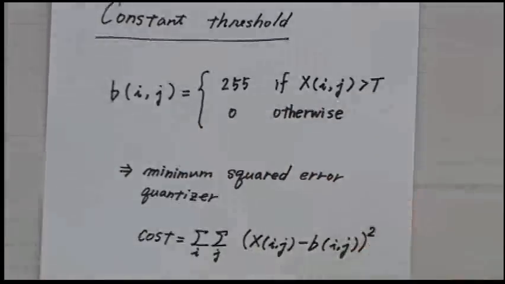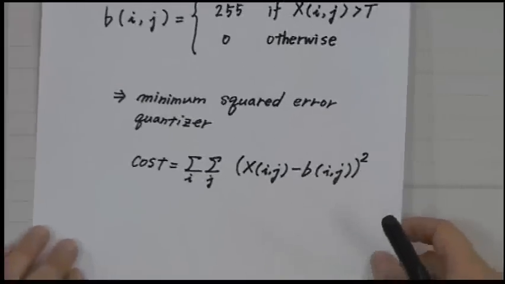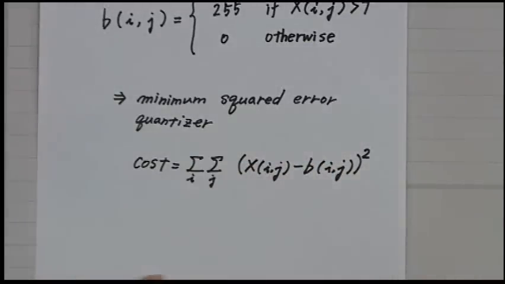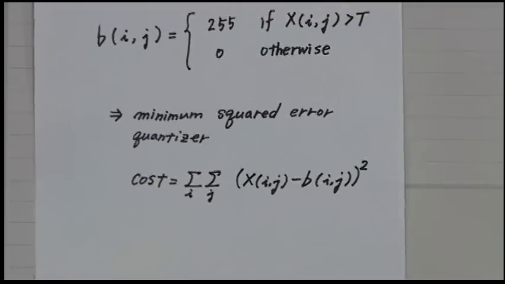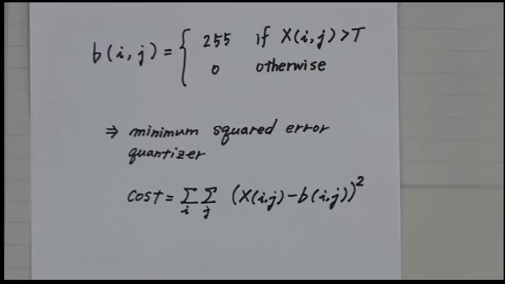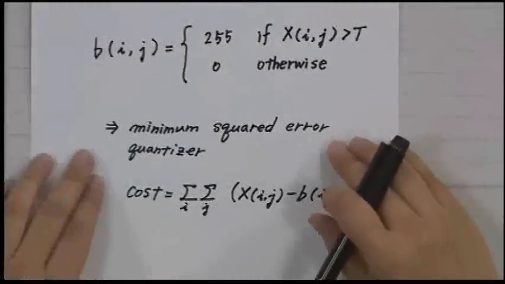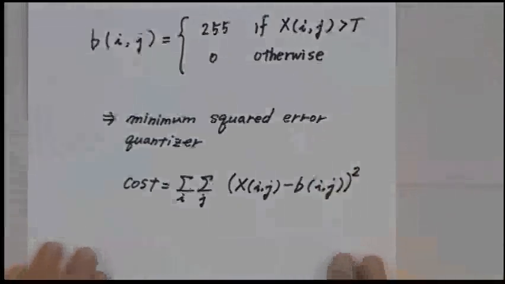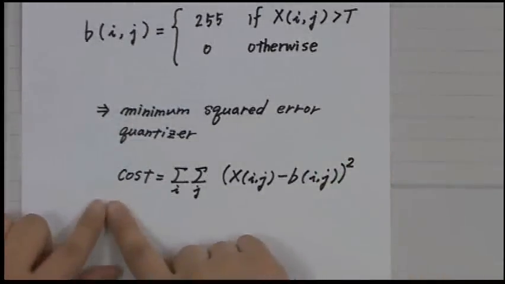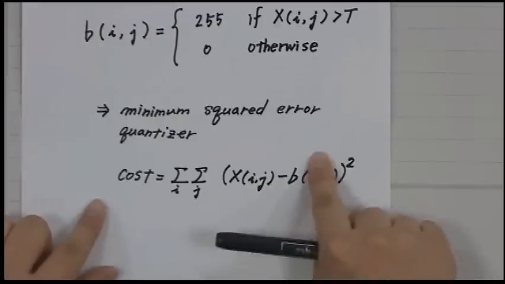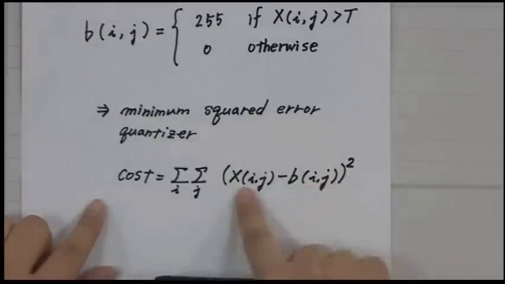And actually this thresholding is the same as a minimum squared error quantizer. Because we look at each pixel and want to decide which value to take, 255 or 0, and we take the closer one. So this is the same as a minimum squared error quantizer. In the equation, we are minimizing this cost: this is the input, this is the output, and we are minimizing this squared error.